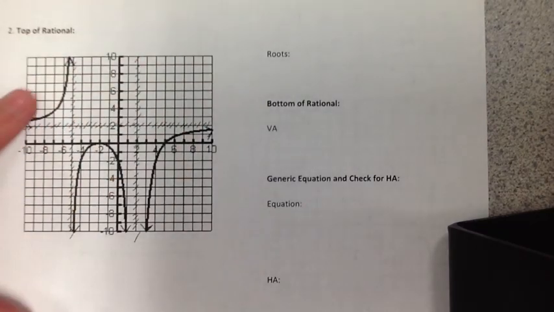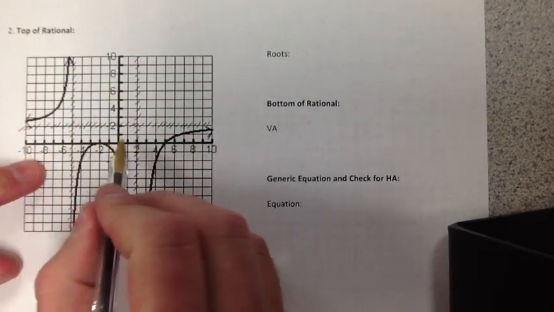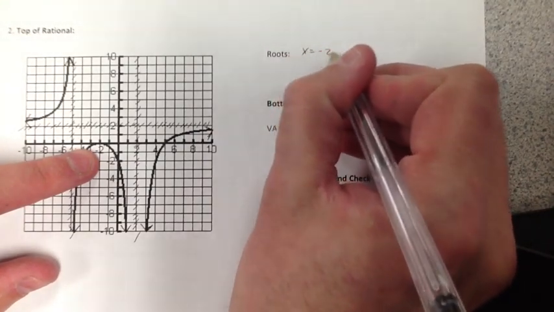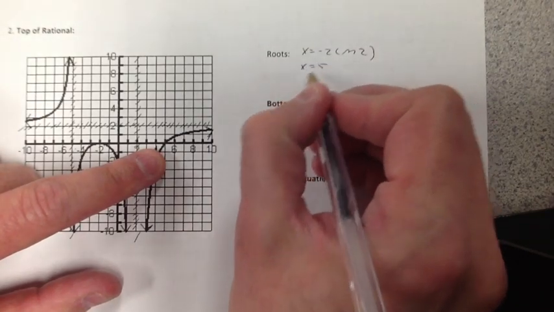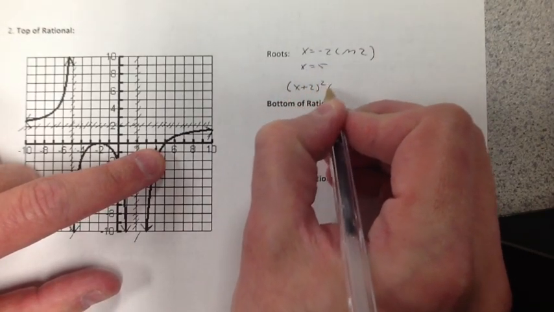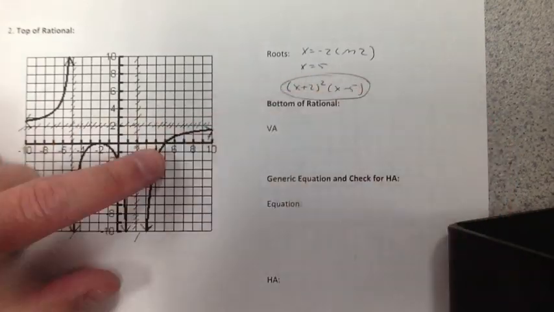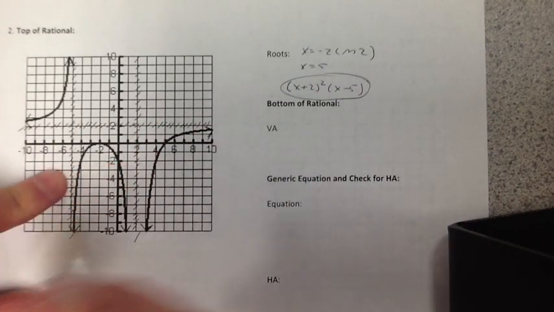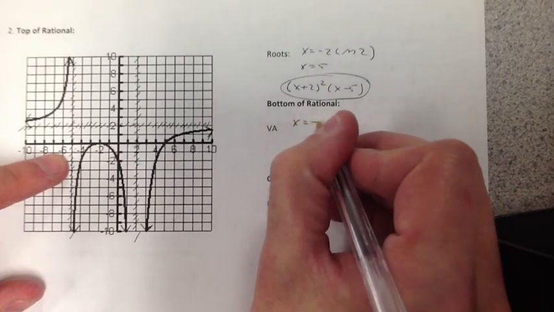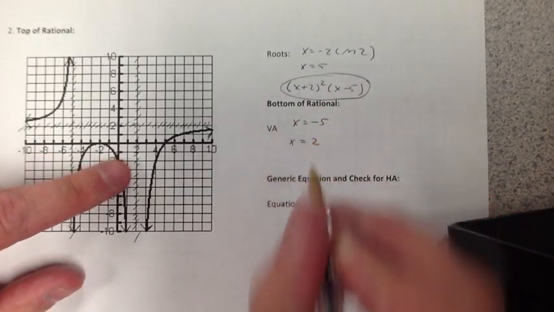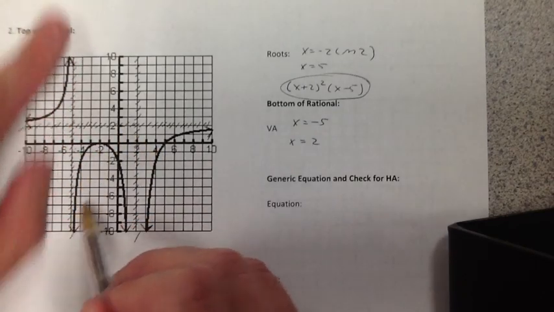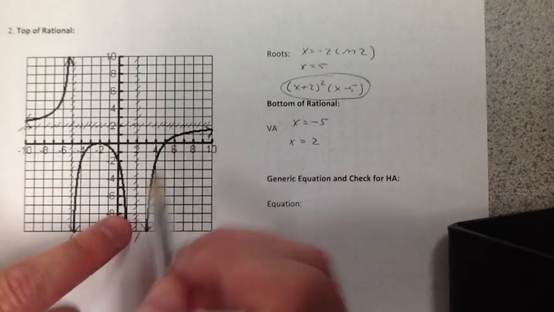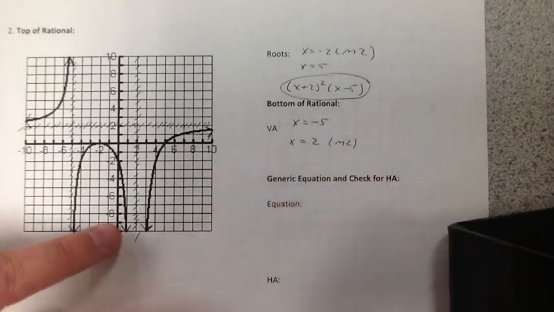To get the top of the rational, look at your roots. -2, looks like it also has multiplicity, and there's one at x equals 5. So we get x plus 2 squared, x minus 5. To get the bottom, look at your vertical asymptotes. I get -5, and I get 2. Remember, vertical asymptotes also have multiplicity. The -5 has no multiplicity, going opposite directions. This one, they're both going down. So that does have multiplicity.